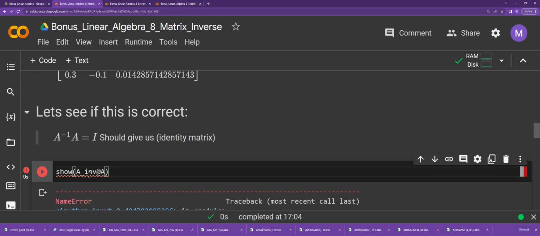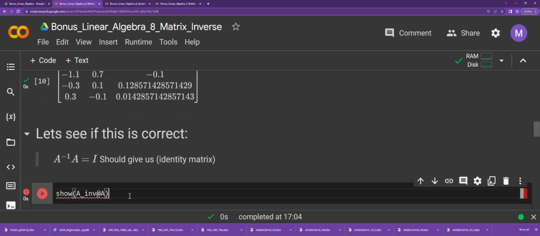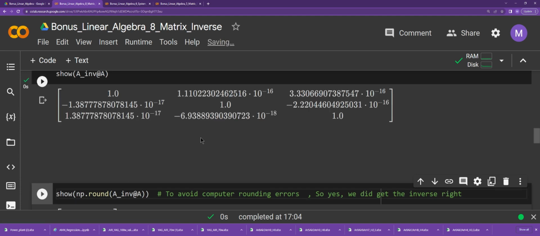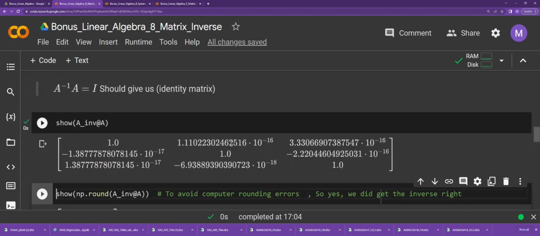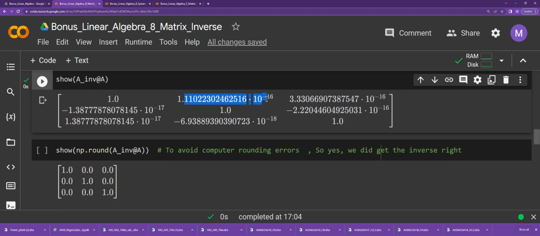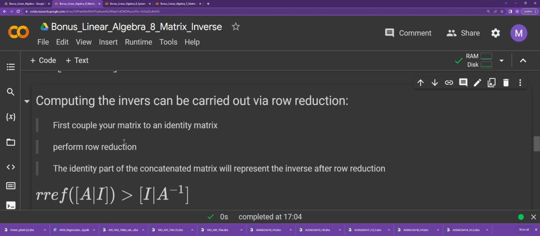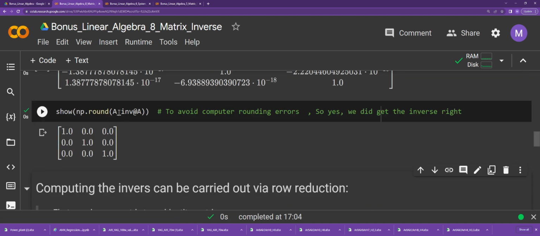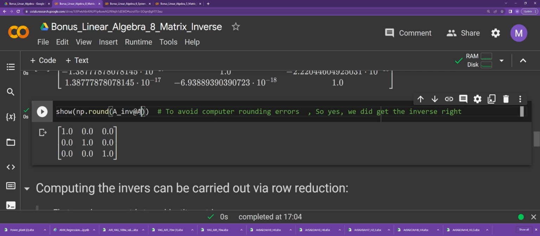So if I go np.dot A inv with A, so this is like performing this operation, I should get the identity matrix. And you might be like, oh, that's not the identity matrix. There are numbers here, yes, but look at the power, 10 to the power of minus 16. So that again is due to computer rounding errors. So if I do np.round on it, it should get rid of these really, really tiny numbers, and obviously I would be getting the identity matrix. So yes, an inverse of a matrix dotted with it would yield the identity matrix.